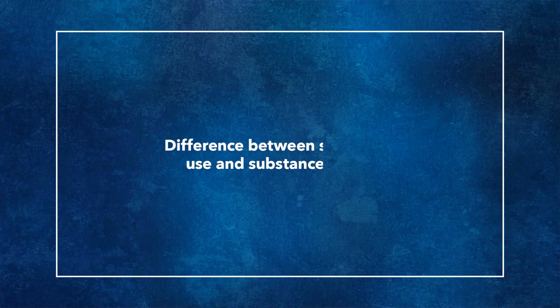The psychoactive substances interfere with the way neurons send, receive, and interpret signals through neurotransmitters. Certain substances, such as marijuana and heroin, mimic the natural neurotransmitters and activate neurons, while other substances such as cocaine can cause the neurons to release abnormal amounts of neurotransmitters. Let us understand the difference between substance use and substance abuse.